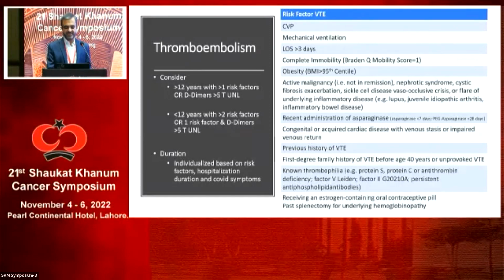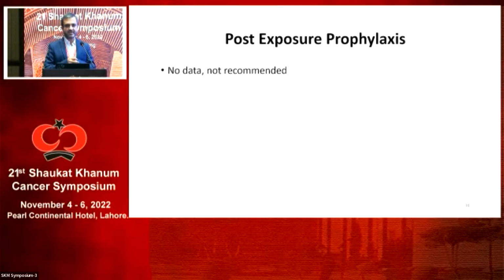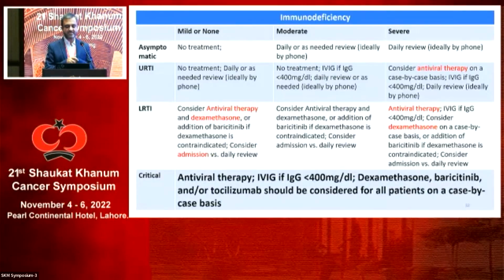So all these are risk factors for children to develop venous thromboembolism, and in these children, thromboembolism preventive therapies should be considered in the presence of COVID-19 disease. For post-exposure prophylaxis, there is no data in children, and it is not recommended. Some people have used post-exposure antivirals like remdesivir and others, but the data is not supportive, and this is not recommended.